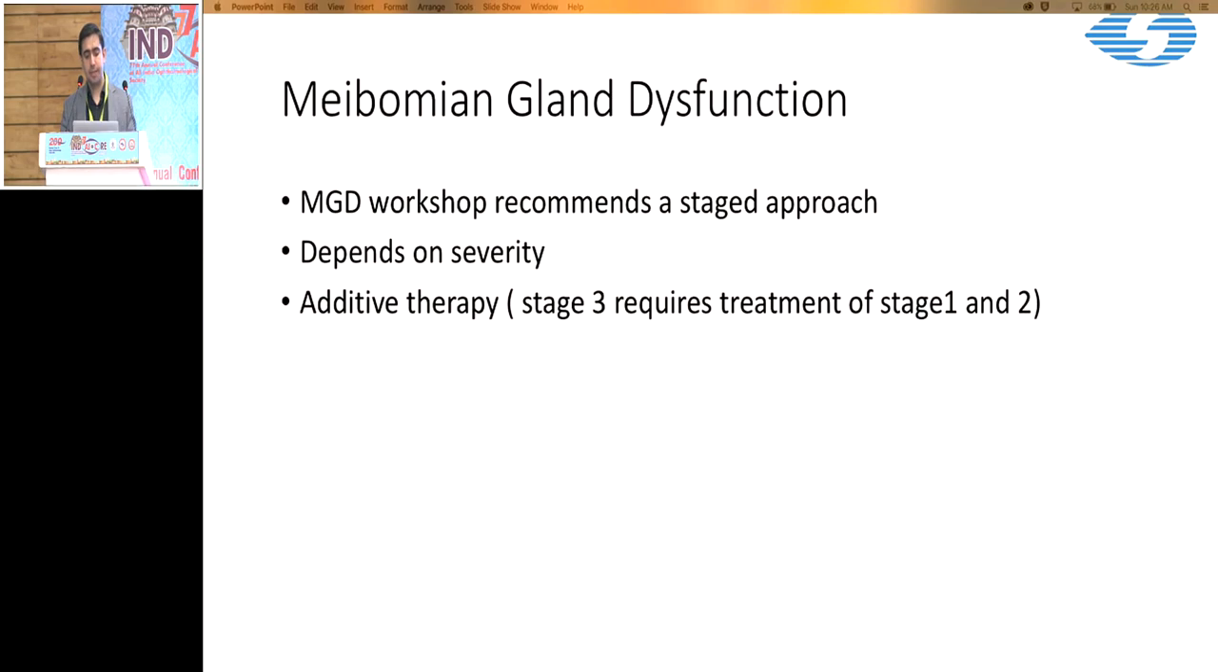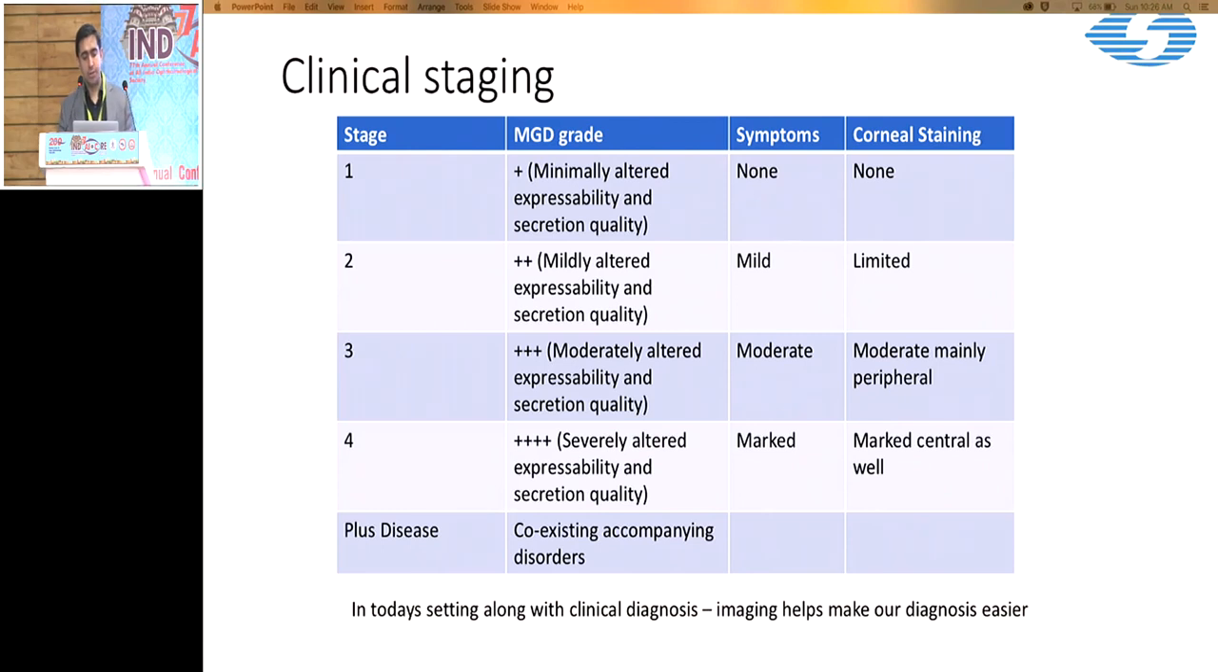The MGD workshop recommends a staged approach depending on severity. And there's additive therapy. That means stage 3 requires treatment of stage 1 and 2 along with what is recommended for stage 3. So how do you stage? Based on what I was talking about earlier, the expressibility. So minimally altered expressibility and secretion quality is stage 1 with no corneal staining. Mildly altered expressibility and secretion quality with limited staining is stage 2. Moderate, mainly peripheral staining along with moderately altered expressibility and secretion quality is stage 3. And stage 4 has marked central corneal staining and severely altered expressibility.